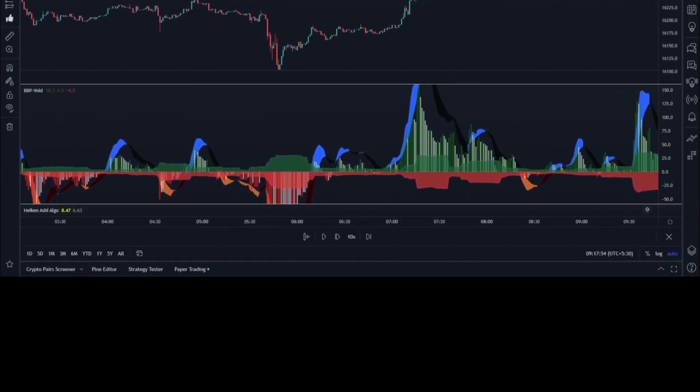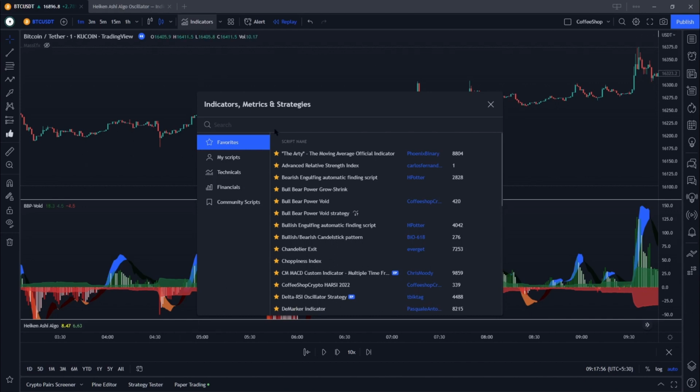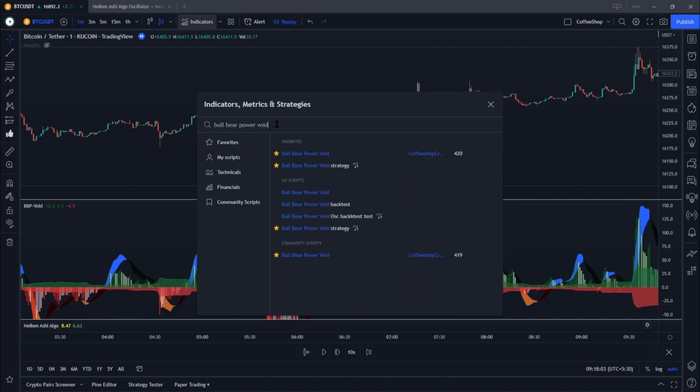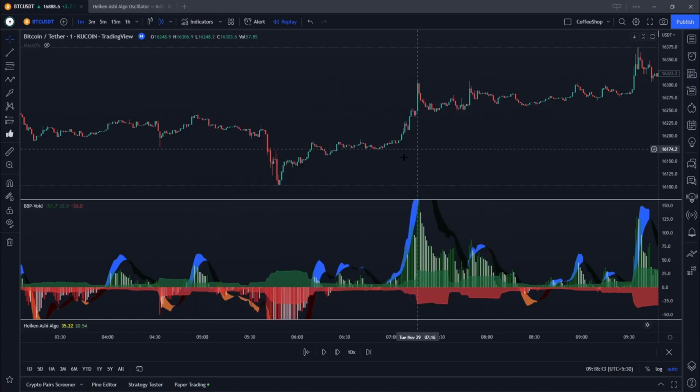You can go to TradingView right now, go to your indicators tab and type in bull bear power void. You have to type in the word void. It's the only one by Coffee Shop Crypto. Go ahead and get it. You'll see it down there in the community scripts, and there you go. All right, so add it to your chart.